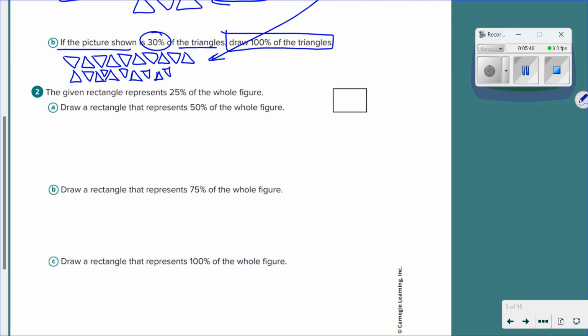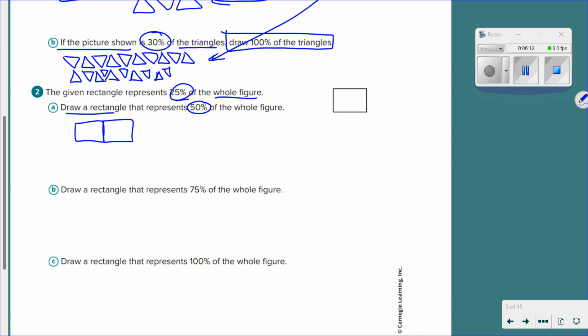So now we're looking at, this one is 25% of the whole figure. So if that's 25%, now I need to draw a rectangle that's 50%. So what am I going to do to it? What's my relationship? How do I go from 25% to 50%? Multiply by 2. So I'm going to take the rectangle, and I'm going to draw two of them side by side.